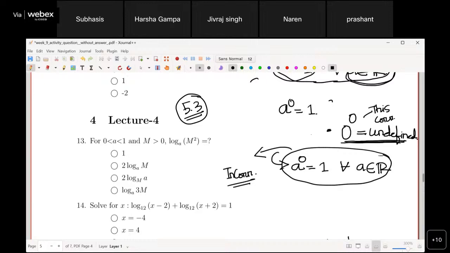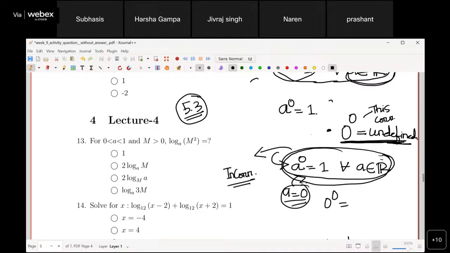Sir, again, let me repeat. If 0 power 0 is undefined, then this option is incorrect, because it says a power 0 is 1 for all a in R. In particular, if I take a to be 0, then it should also hold, right? But 0 power 0 is undefined. It's not 1. So only for one value this is undefined; for the rest it is all one.